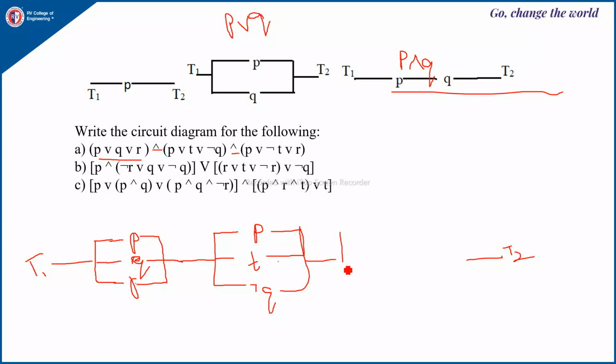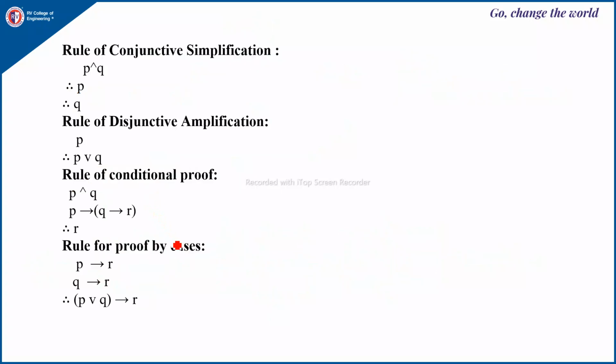Next, again you have three expressions which are connected in parallel. P, negation of T, then R. This is the whole circuit diagram for the first expression. So likewise, for the remaining two you can draw the circuit diagram.